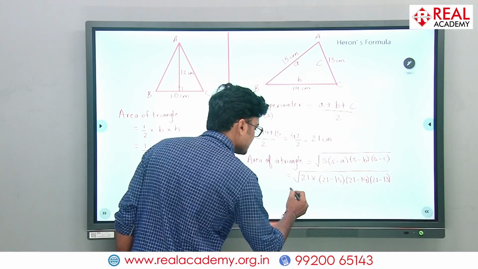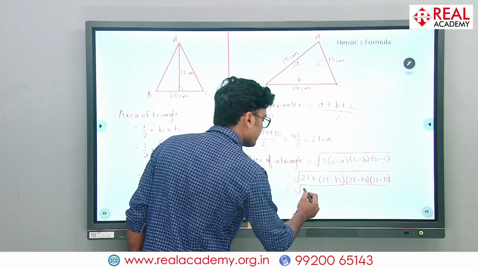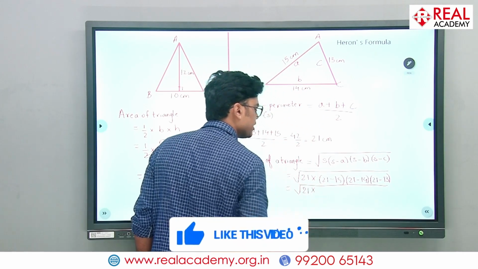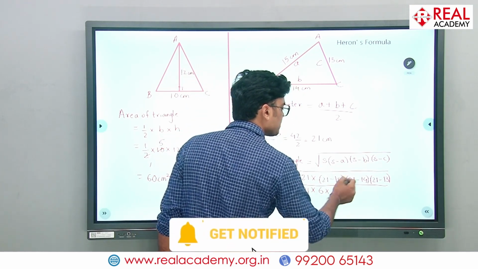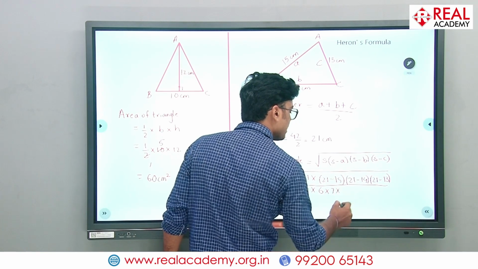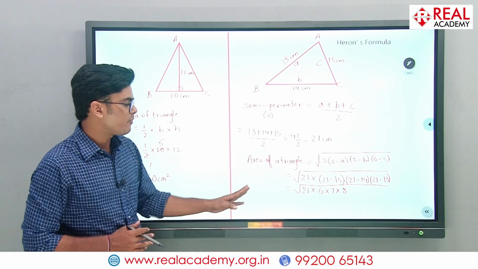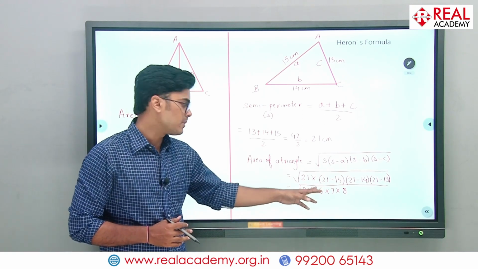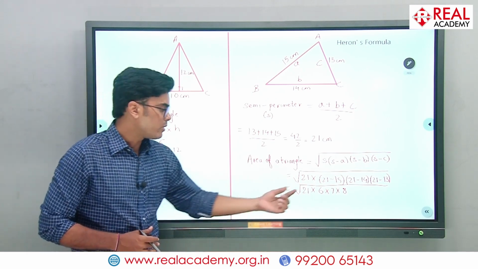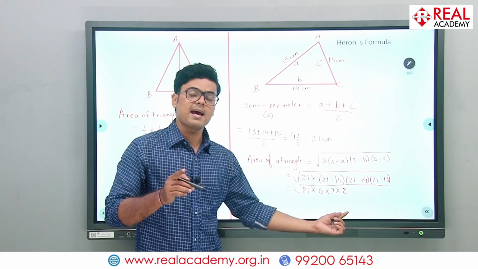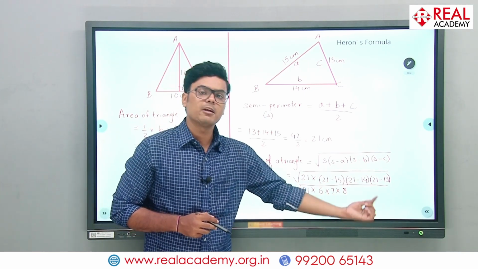If you calculate this, it will be equal to square root of 21 as it is, multiplied by 21 minus 15 is 6, 21 minus 14 is 7, and 21 minus 13 is 8. Correct? We just need to find the square root of 21 multiplied by 6 multiplied by 7 multiplied by 8. Now, 8 can be written as 4 into 2. Correct? 8 is nothing but 4 multiplied by 2.